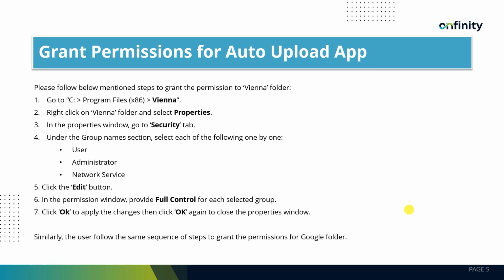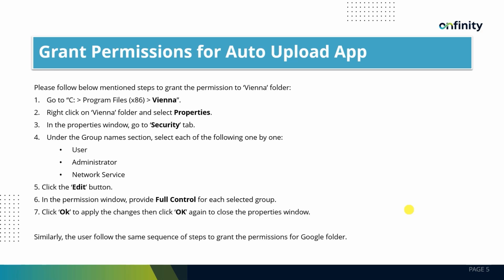Grant permissions for AutoUpload app. To access the AutoUpload app, the user must provide the necessary permissions to both the Vienna folder and the Google folder. These are the steps that the user must follow for providing the permission to Vienna folder. 1. Go to Windows C Drive, Program Files, x86, Folder select Vienna folder. 2. Right-click on Vienna folder and select Properties option.